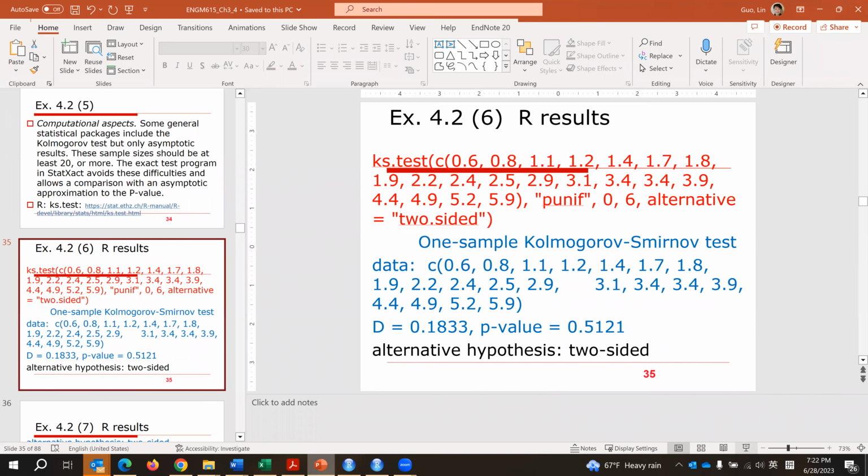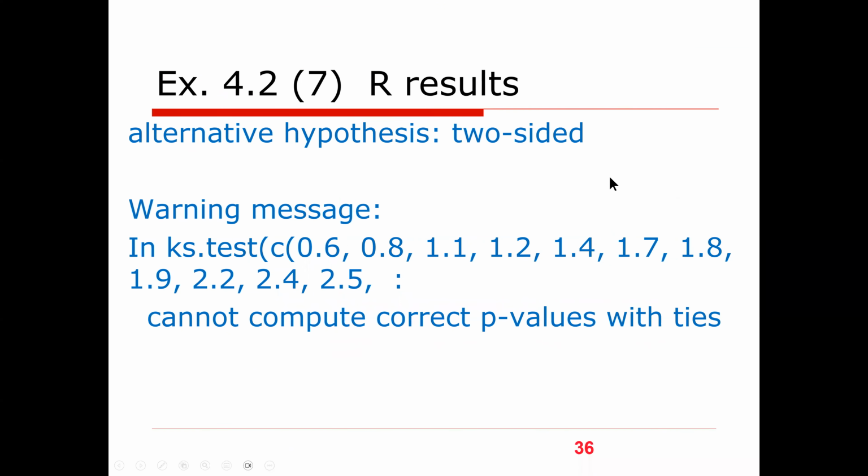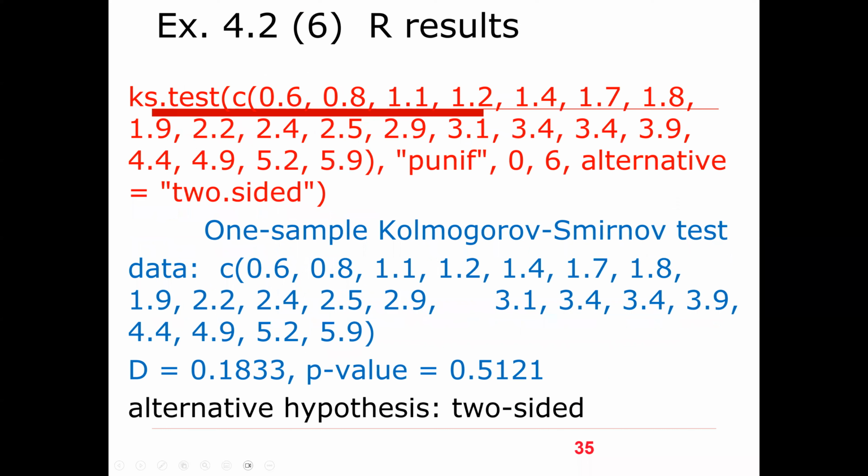If we use the KS test for the same data, it gives us this result. The D is the max magnitude, and the p-value is this one. So it's a p-value that means we cannot reject the null, right?